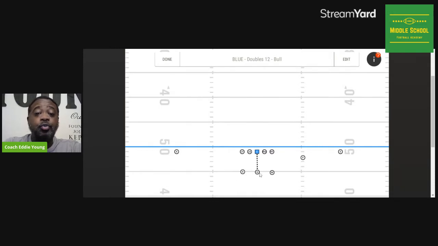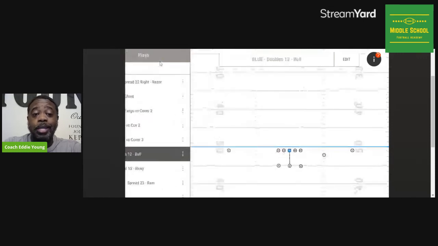Doubles because you have two running backs in the backfield, and 12 because you have one receiver on the left, two receivers on the right. Once again, something a little quicker, bull. And what will be the opposite of bull? Bear. What's the opposite of blue? Green. So we're starting to see the pattern and the system of what you can do with your formations.